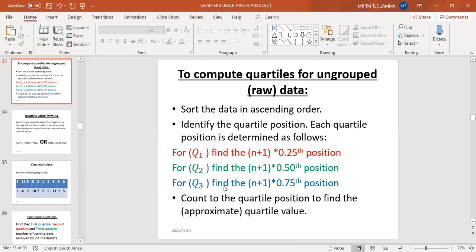So for Q2, you are just going to do the very same thing. You find n plus 1 multiplied by 0.50, because this one is the middle value. It's more like a median. That's why we're using 0.50, because it divides our data set into two equal halves. For Q3, you're just going to also say n plus 1, then multiply it by the 0.75 position.